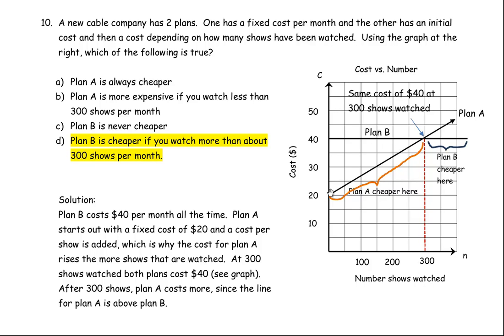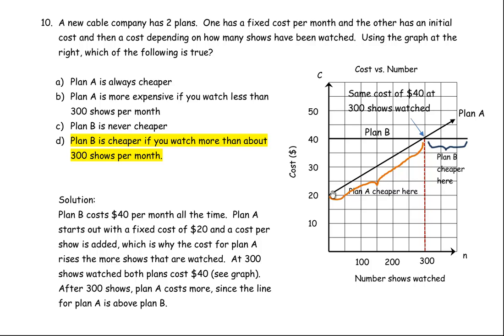Well, the two lines, see, this is cost, and this is the number of shows watched. So Plan A starts at $20 and starts increasing. So it's the one that has a fixed amount and then a cost per show. So for example, at 150 shows, it's up to $30. They cross right here. So at 300 shows, they both cost $40. Plan B costs the same all the time. $40, doesn't matter if you watch one show or 500 shows, it's $40. So they're the same here.